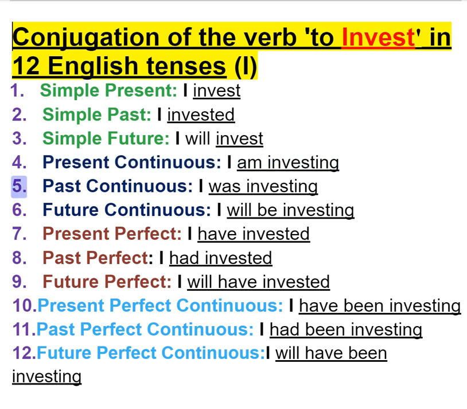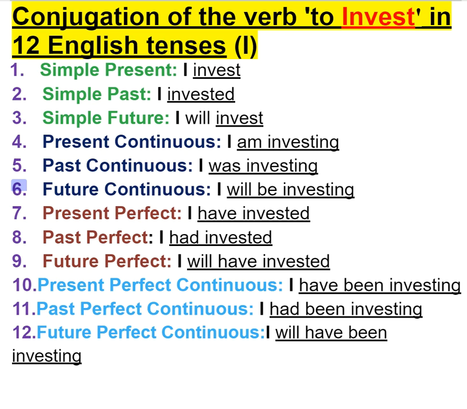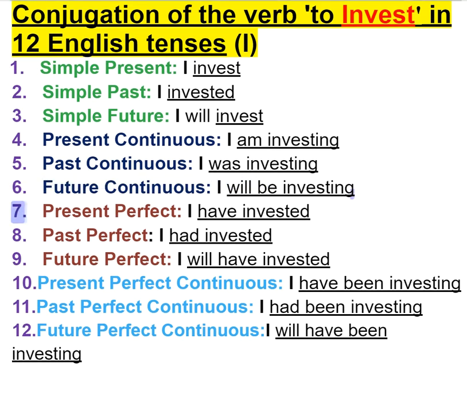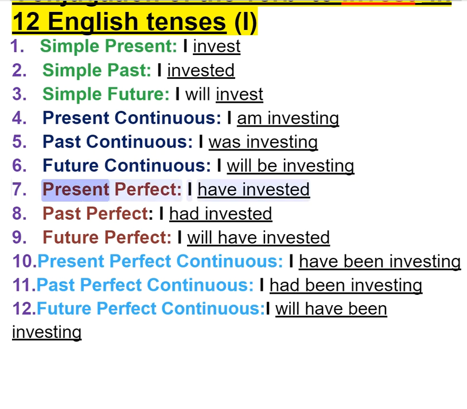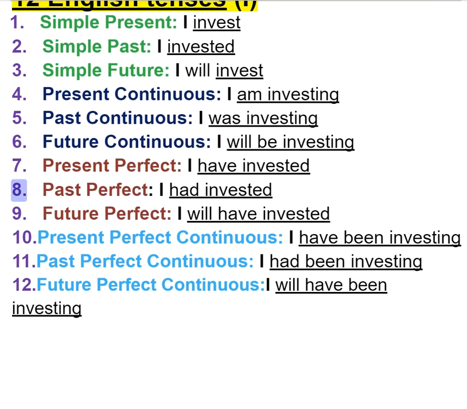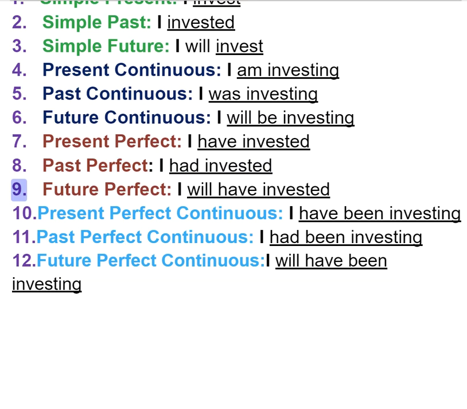5. Past continuous, I was investing. 6. Future continuous, I will be investing. 7. Present perfect, I have invested. 8. Past perfect, I had invested. 9. Future perfect, I will have invested.